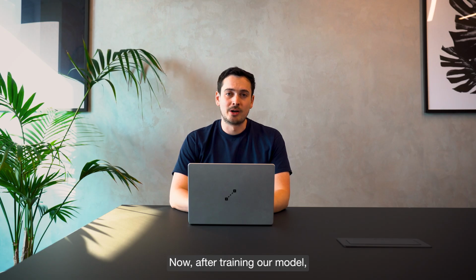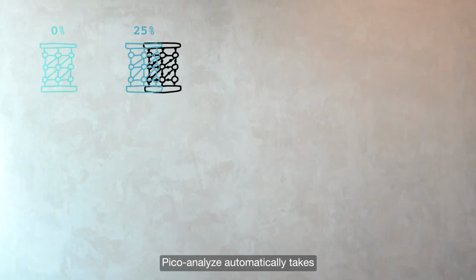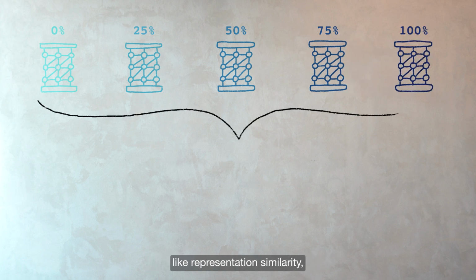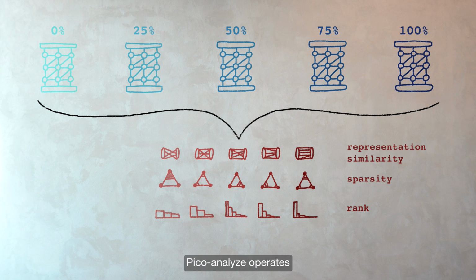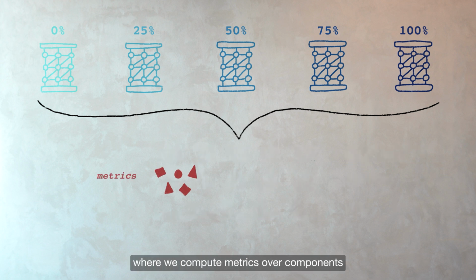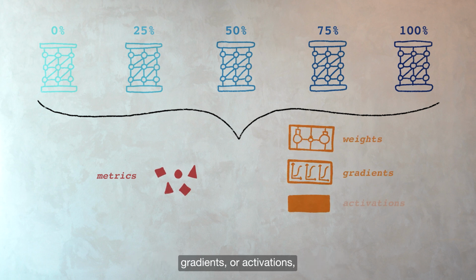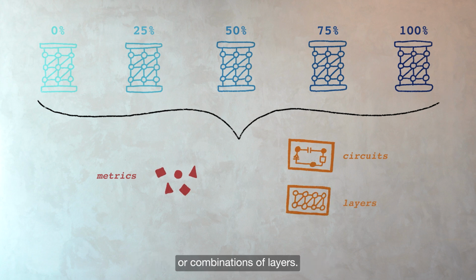Now, after training our model, we want to study the learning dynamics. This is where Pico Analyze comes in. Pico Analyze automatically takes the checkpoints created by Pico Train and enables you to compute metrics like representation similarity, model sparsity, and rank. Pico Analyze operates on a very flexible abstraction where we compute metrics over components that can include things like weights, gradients, or activations, or even compound components like circuits or combinations of layers.